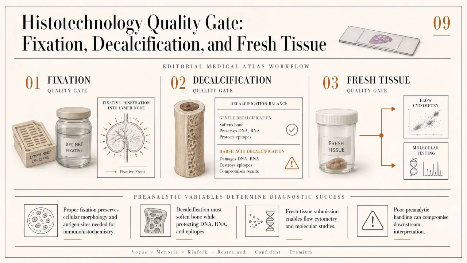Decalcification presents a unique challenge in bone marrow biopsies that include bone trabeculae. The choice of decalcifying agent directly affects the preservation of nucleic acids and protein epitopes. Strong acid decalcifiers such as hydrochloric acid or formic acid expedite bone softening but at the cost of degrading DNA and protein targets, which compromises molecular diagnostics and immunohistochemistry. This degradation can lead to false negative results in assays like fluorescence in situ hybridization, FISH, or PCR-based clonality studies, which are essential in diagnosing mature lymphoid neoplasms and plasma cell disorders.